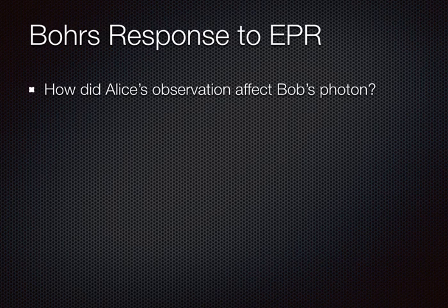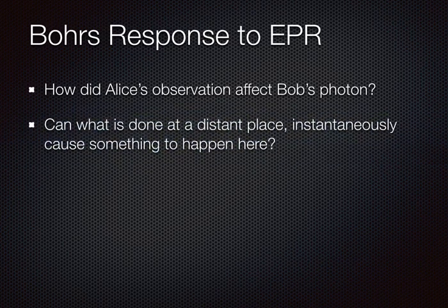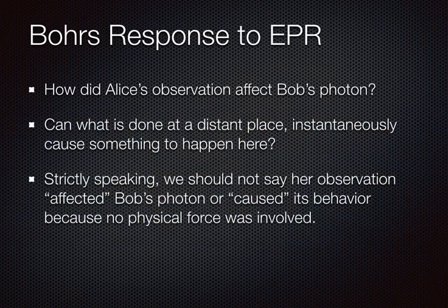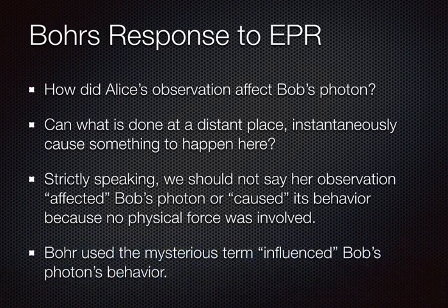So how did Alice's observation affect Bob's photon? Can what is done at a distant place instantaneously cause something to happen here? Or strictly speaking, we should not say her observation affected Bob's photon or caused its behavior, because no physical force was involved. Effects and causations are physical attributes, which Bohr said there were none. That's why he used "influence." Now, you could have come up with an explanation, but again, you can see how this can quickly go nowhere.